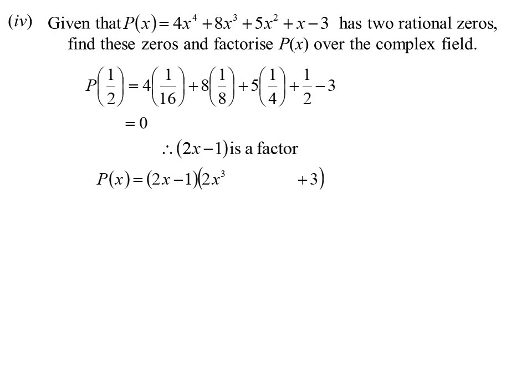Sure, I could do a polynomial division. Personally, I prefer to just do it using a bit of logic. Remember, leading term times the leading term must give me the leading term. So 2x times what gives me 4x to the power of 4? Well, it's 2x times 2x cubed. That must be 2x cubed. The constant times the constant must give me the constant. The negative 1 times what gives me negative 3? So I know the constant there is plus 3.